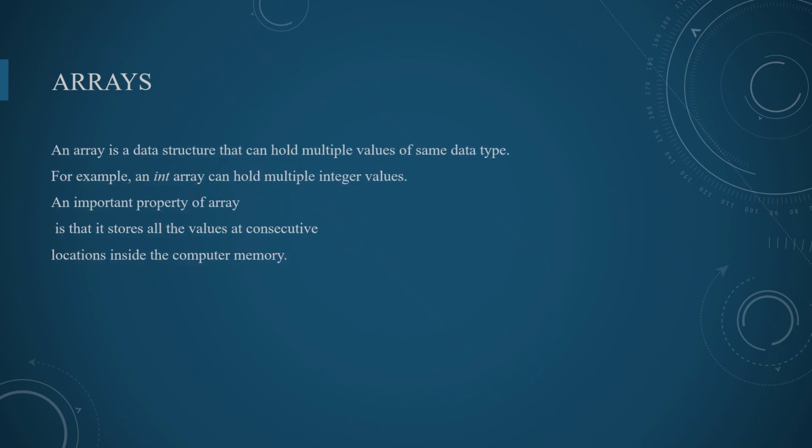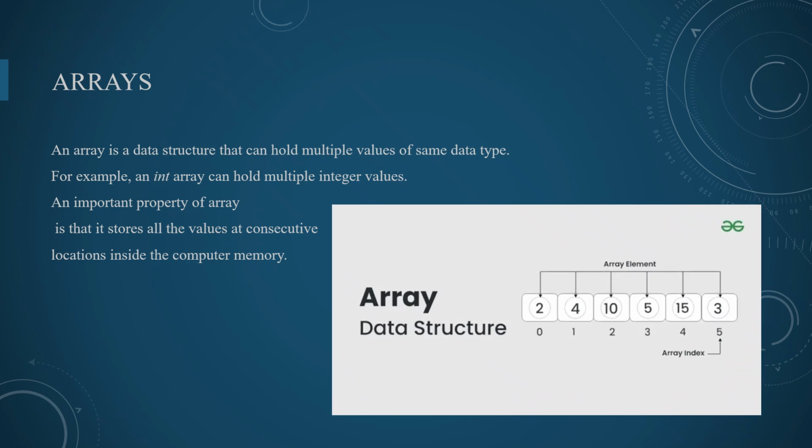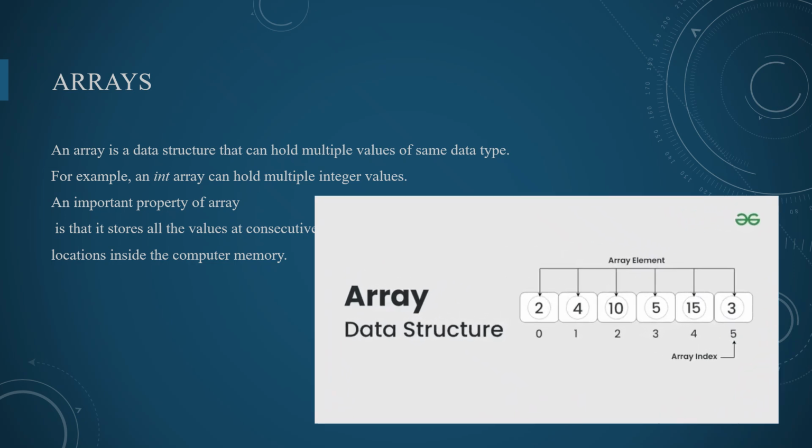Arrays. An array is a data structure that can hold multiple values of the same data type. For example, an int array can hold multiple integer values. An important property of an array is that it stores all the values at consecutive locations inside the computer memory.